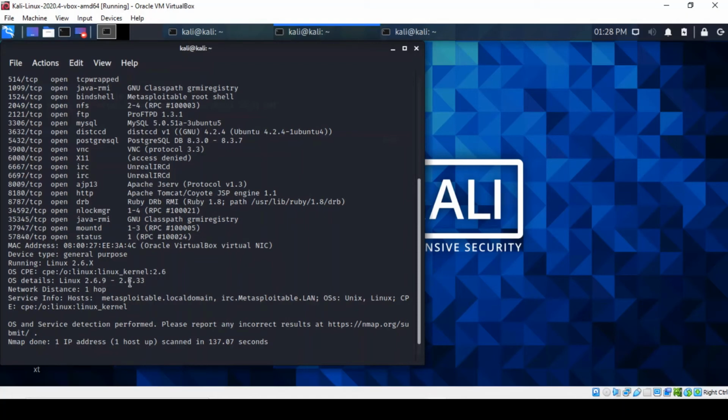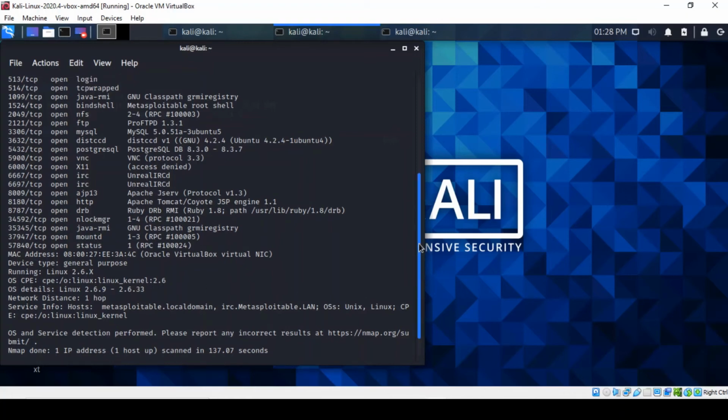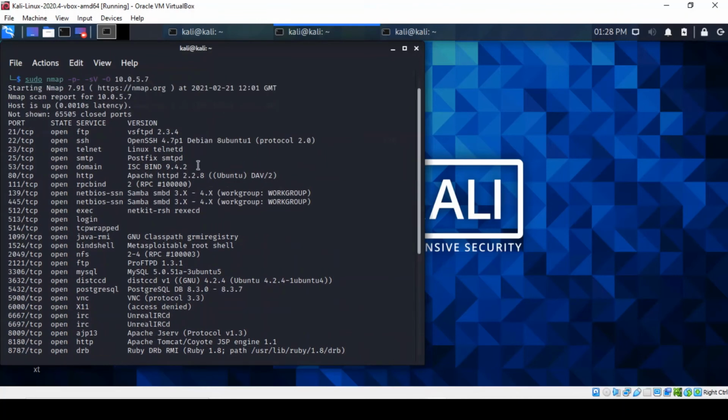The target host, as you can see, is running a Linux 2.6.9 to 2.6.33 as operating system. We can also see that the target is running an SSH service on port 23. It gives us a version as well. We can see that we've got a telnet service running on the target and an Apache web server on port 80.